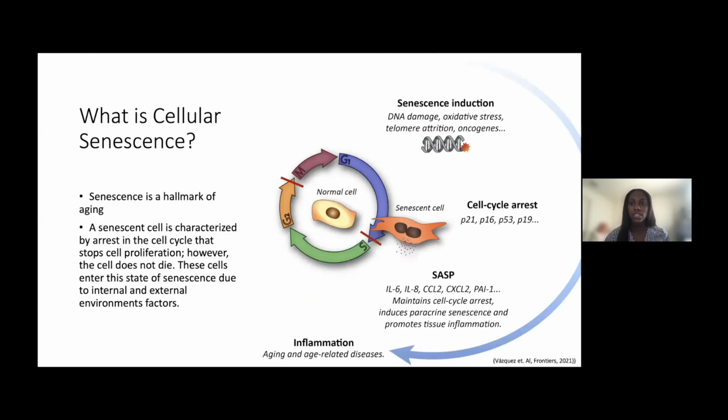What is cellular senescence? Because cellular senescence is characterized by age, it is a hallmark of aging. It is characterized by an arrest in the cell cycle that stops proliferation, but the cells do not die. These cells enter the state of senescence due to internal and external factors such as DNA damage, telomere shortening, and oxidative stress, and some biomarkers that are associated are P21, P16, P53, and P19. And a secretome, SASP, is also released, which we'll talk about in the next slide. And inflammation is a large factor of senescence, and we'll also get into why that's important.